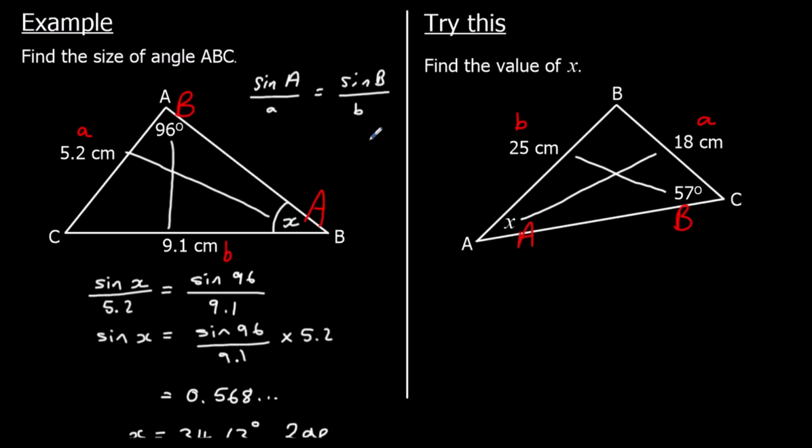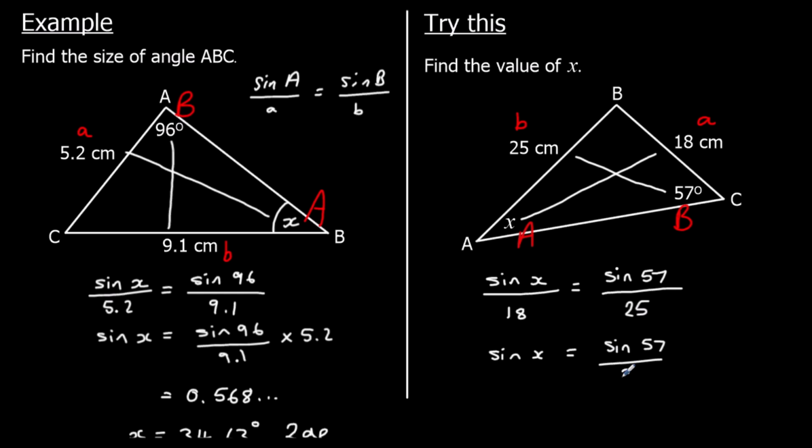So the angle's on top. So sine always goes with the angle. So sine x over its opposite, 18, equals sine 57, the other angle, with its opposite, over its opposite, 25. We'll get sine x by itself by multiplying both sides by 18. So sine x equals sine 57 over 25 times 18.